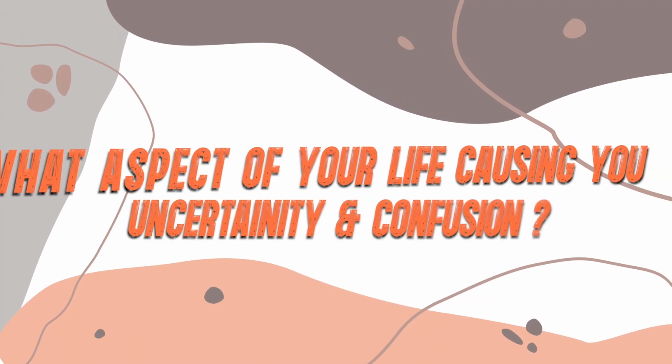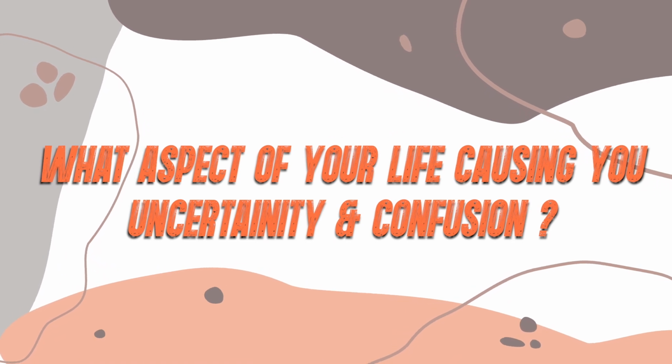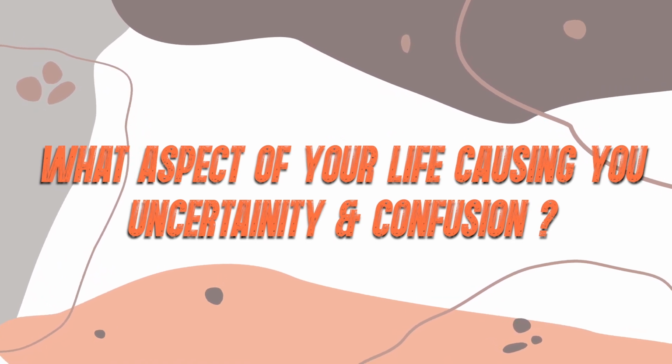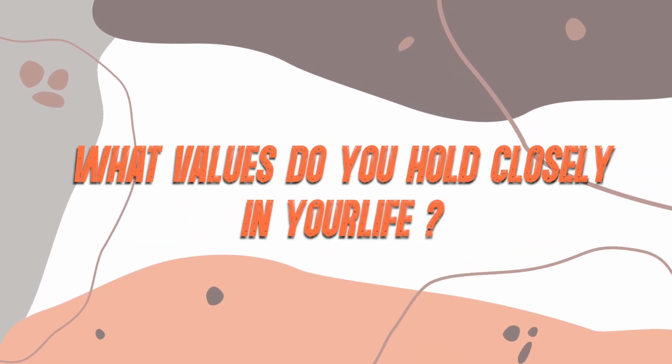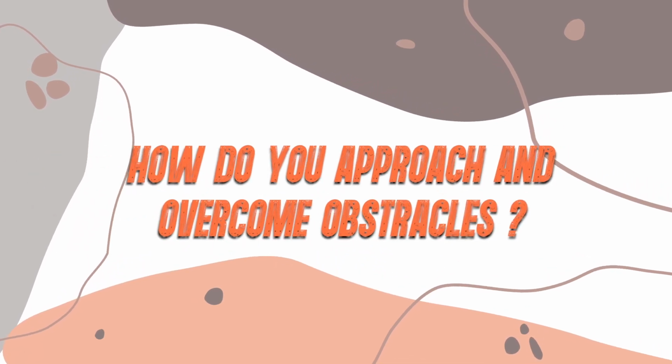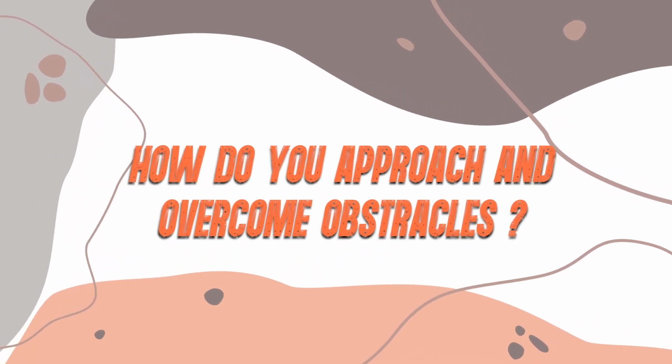Now that you have jotted it down, there are a few reflective questions that I want to ask you all so that we can look into our vision map in a deeper manner. The first question is, what aspects of your life are causing you uncertainty and confusion, which is like a fear for you? The next question is, what values do you hold dear in your life? The third question is, how do you approach and overcome obstacles?